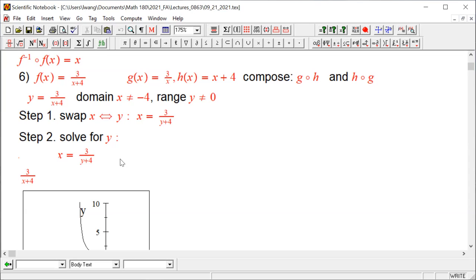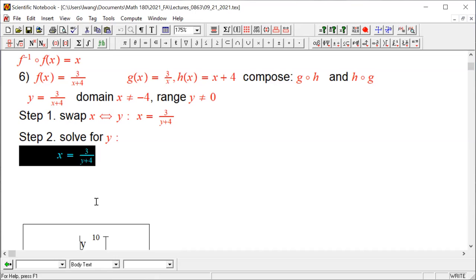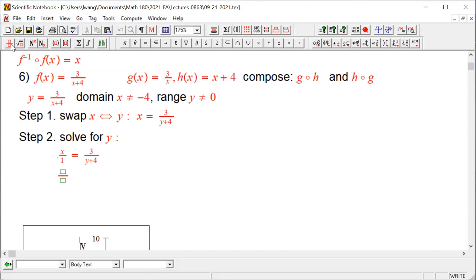Now, solve for y. How do we solve for y? You can view this as x over 1, and you flip both sides. So you have 1 over x on one side, and on the other side you have 1/3 of y plus 4. Then we multiply both sides by 3. So 3 over x equals y plus 4. And in the end, you get y equals 3 over x minus 4.